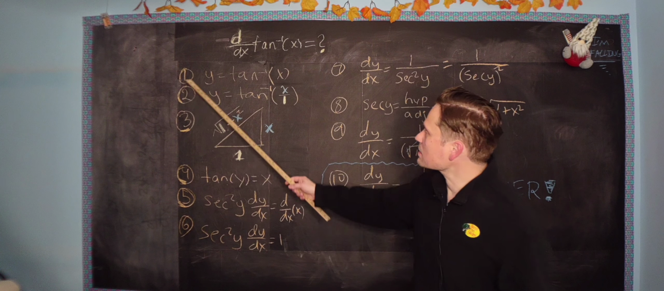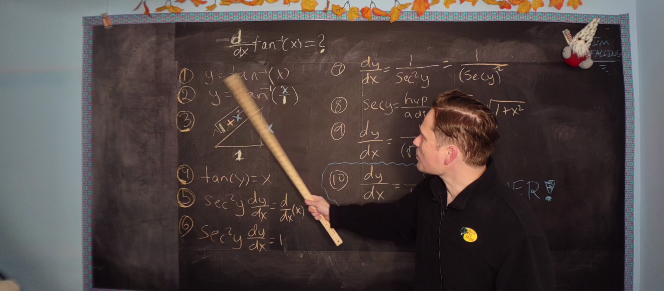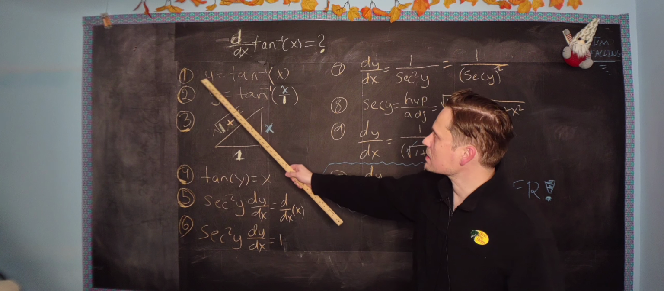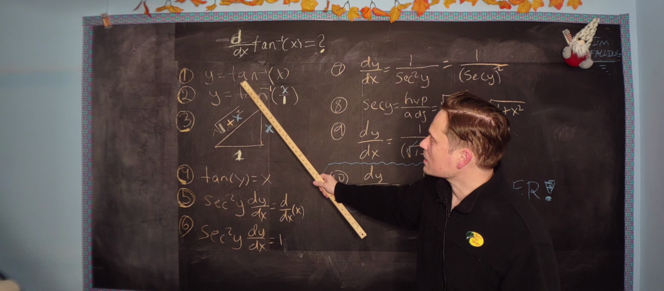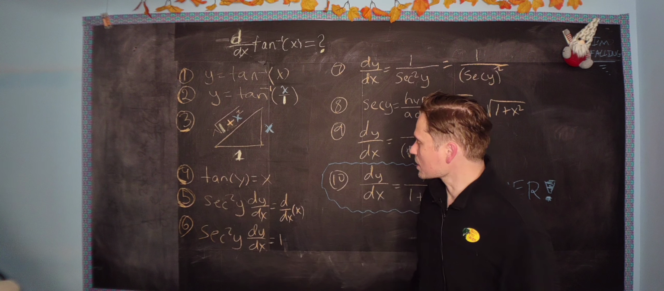Now, take a look, go back to step 1, y equals tangent inverse of x. So if you apply the opposite operation, you would have that tangent of y is equal to x. Just basically take the tangent on both sides, right? So this becomes tangent of y, and the tangent of tangent inverse just gives you the x back. So you've got this step 4 now.